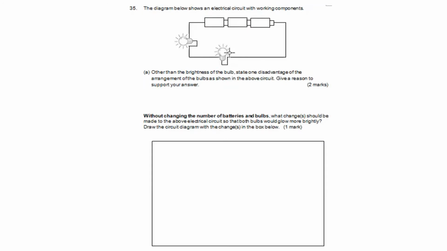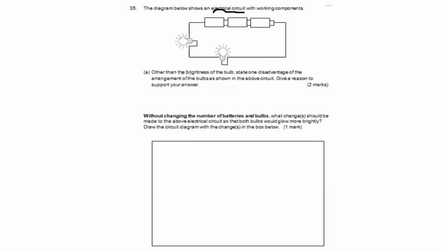Okay, now let's take a look at this. Now let's take a look at question 35. The diagram below shows an electrical circuit. Alright, from the words electrical circuit, we can pinpoint that this is P5 electricity.